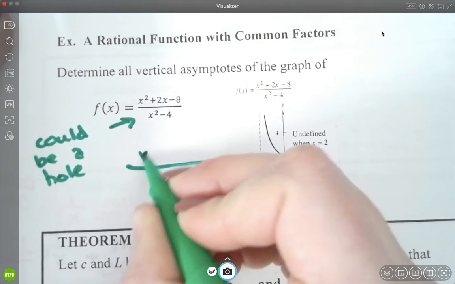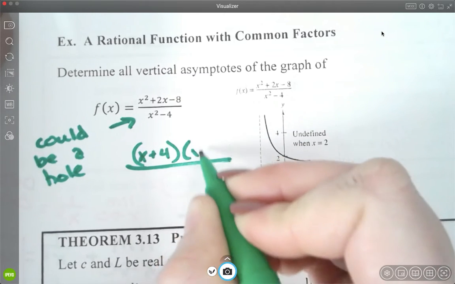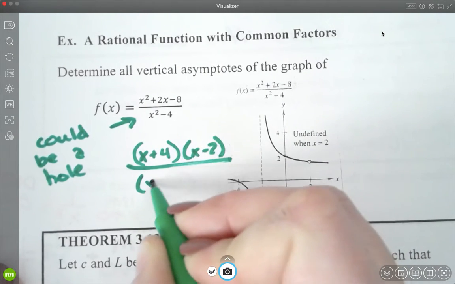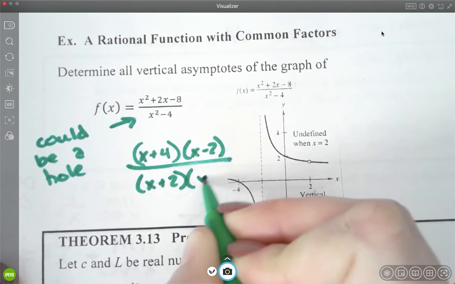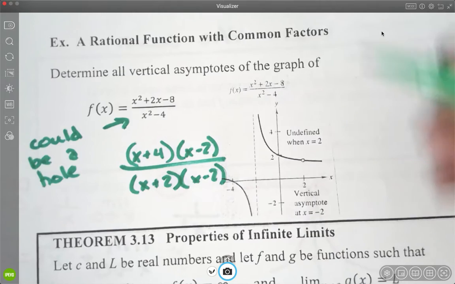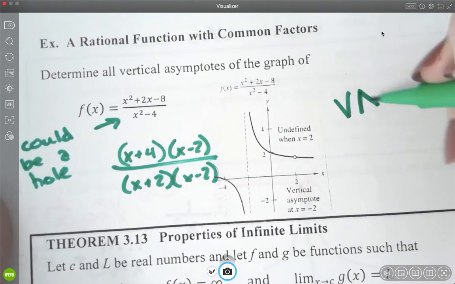x plus 4, x minus 2. Okay, what about the bottom? x squared minus 4. That is a difference of squares, right? So plus 2, minus 2. Okay? All right, so according to this, I should probably have a VA at 2 and -2.